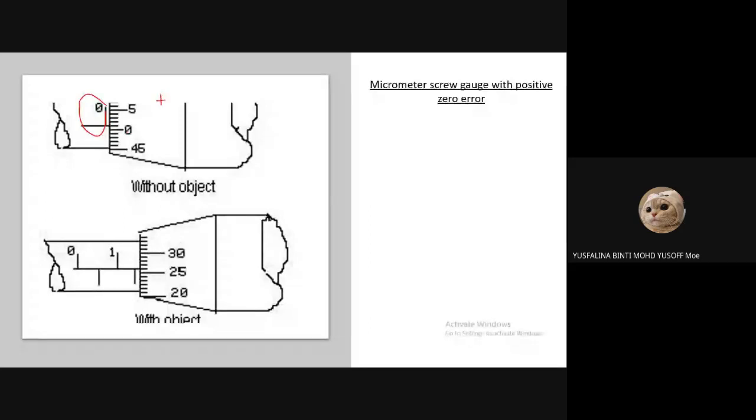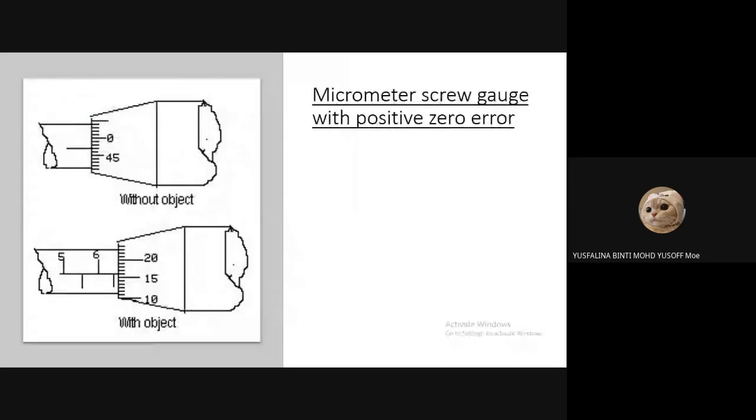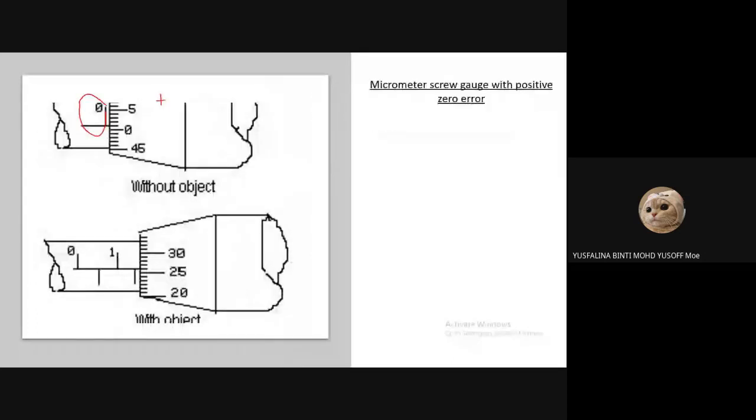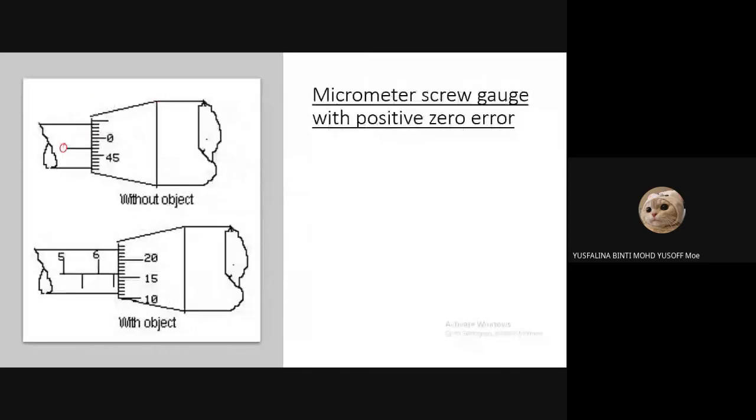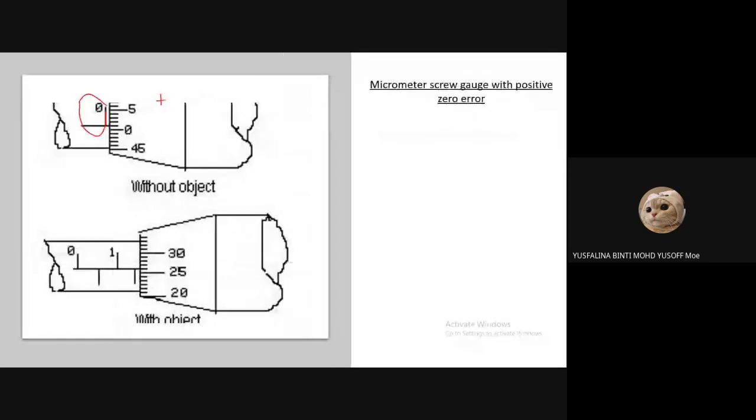What if it's negative? You can see this zero is below the zero of the vernier scale. If it's upper, it's positive. This is negative. Okay, so let's go to the positive first.